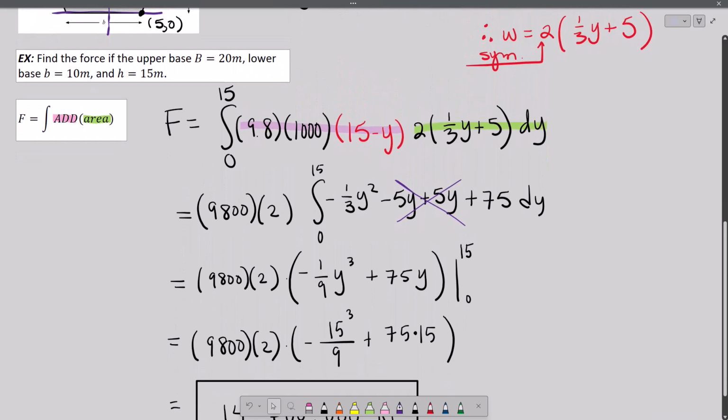Okay, any questions on any of those steps? So we really have just an extension of what we did with the lifting problems. It's just that we have ADD area instead of ADD volume. That acronym is amazingly simple to get us these semi-complex answers.